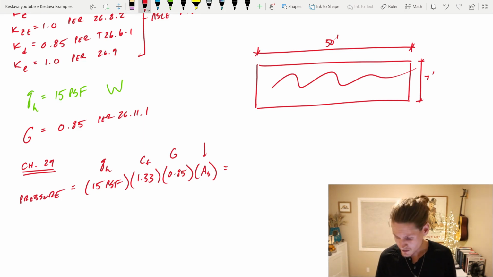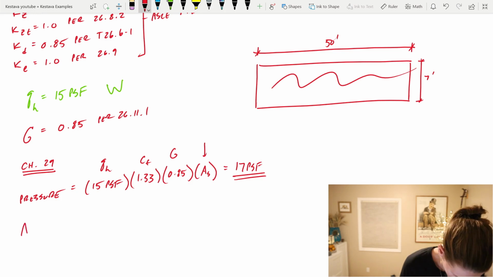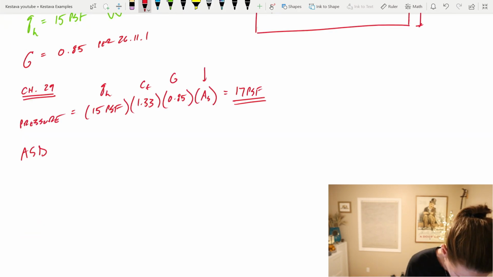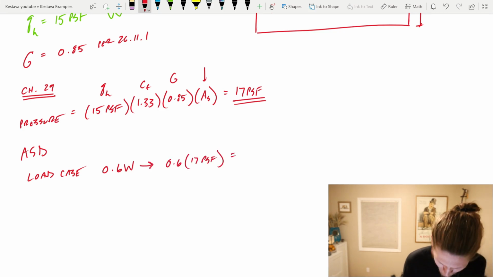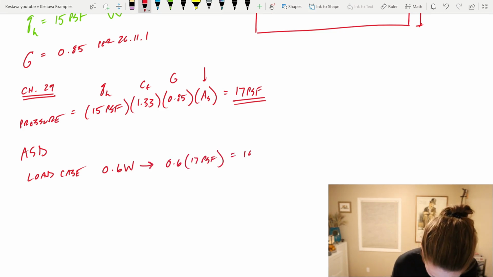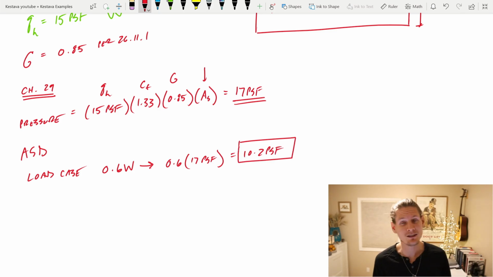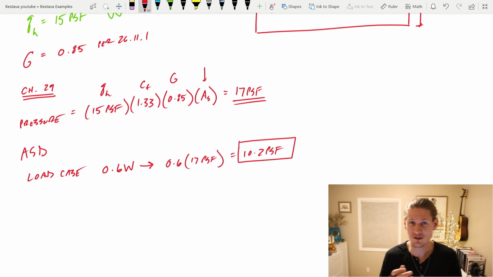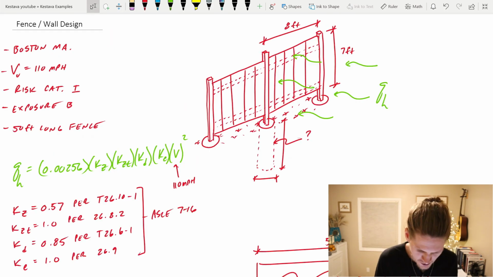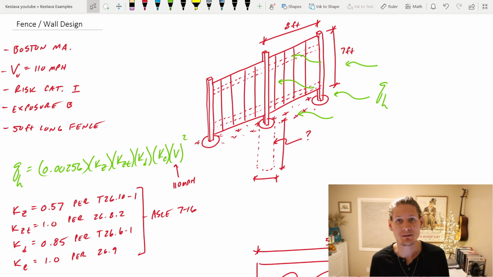So our pressure equals 17 PSF. We are going to keep this in ASD, which means that our load case is just 0.6 wind, which means our factored pressure is equal to 10.2 PSF. Now let's determine what our trib is and get our surface area so that we can then get our load on our post and then design our footing from there. Posts are spaced 8 feet on center, which means that we have a trib of 8 feet for one post, 4 foot on each side of the post equaling 8 feet.